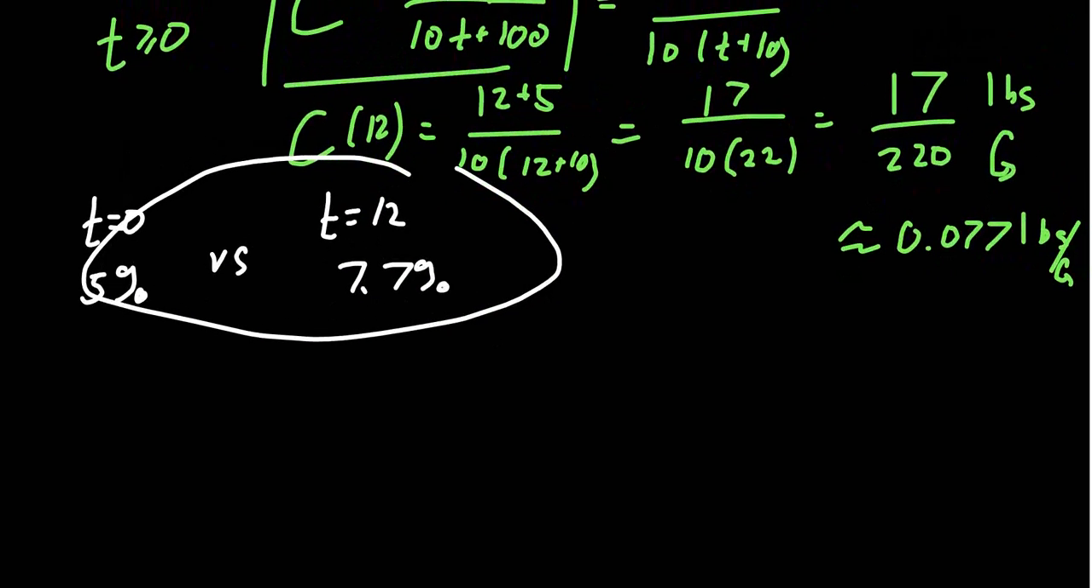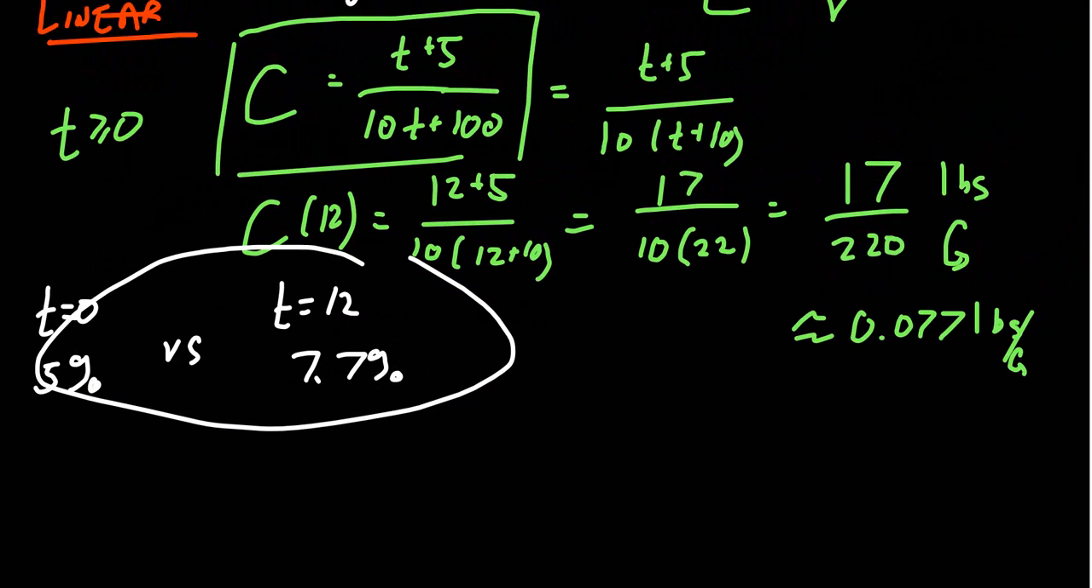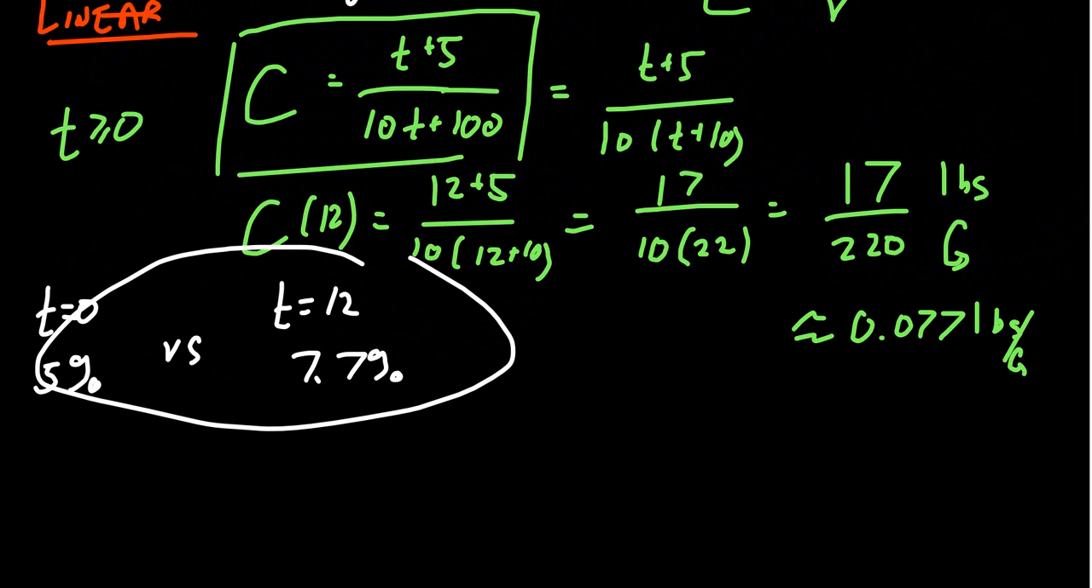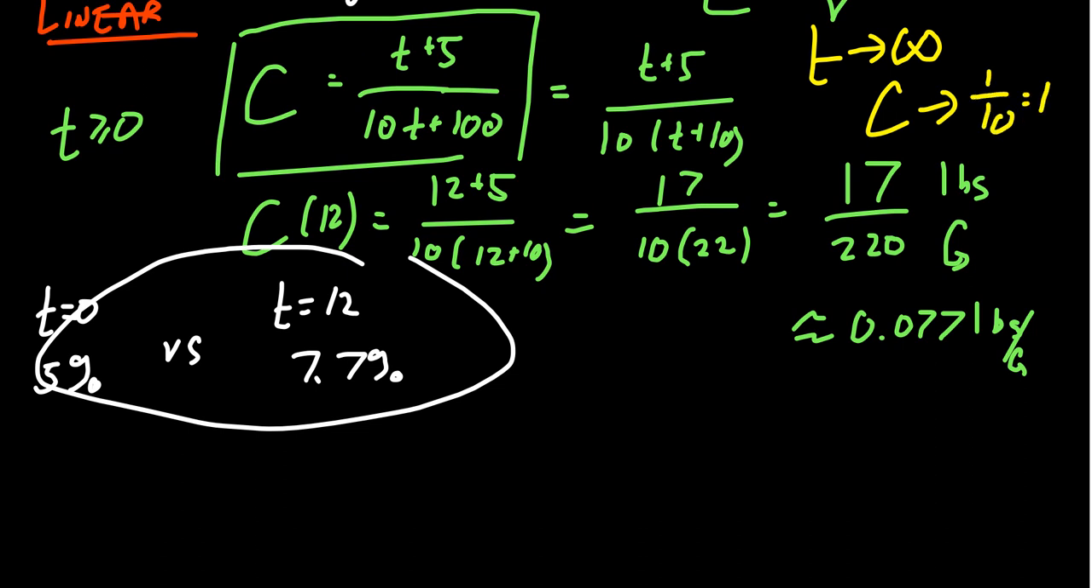You can see this, in fact, if we think of the end behavior of this function. If we ask what happens as t goes to infinity, if we allow this process to continue forever, looking at the leading terms, we see that the concentration will approach 1 over 10, that is 1/10 or 10%. So this is the concentration that we're inserting into the system. And if we allow this system to continue on and on and on, the concentration will tend towards 10%.